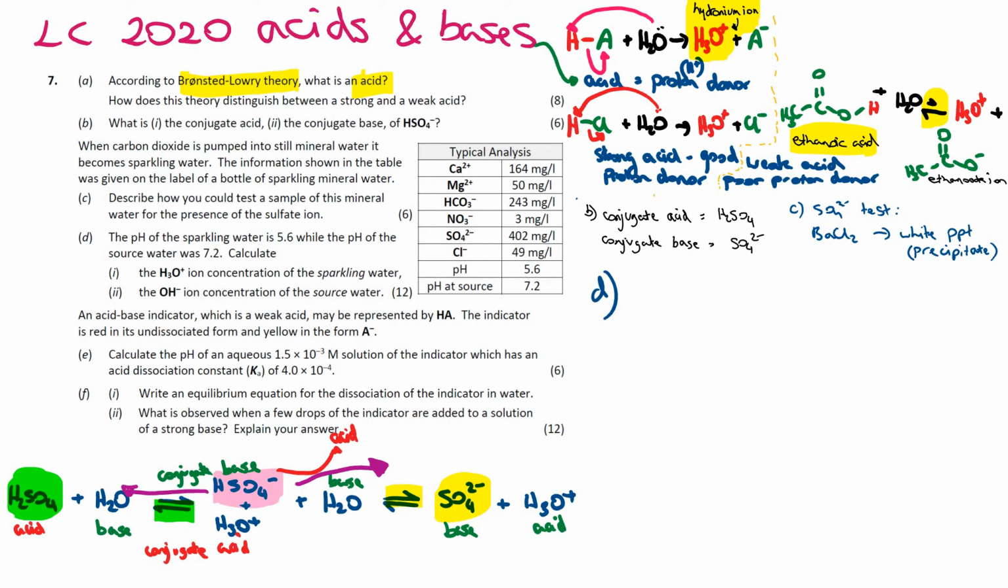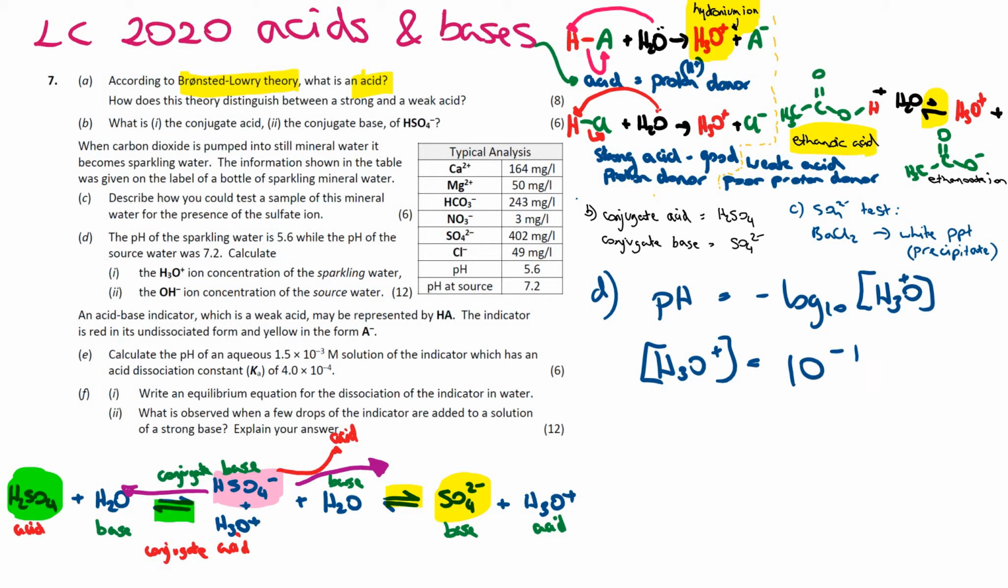So for D, we've got a pH of sparkling water 5.6 and the pH of the water source is 7.2. Calculate the hydronium ion concentration of the sparkling water. Okay, so for these type of calculations, there's a few things to note. First of all, to work out the pH of any solution, it's going to be minus the log to the base 10 of the hydrogen ion concentration, which is the hydronium ion concentration really. So to work backwards there, using our maths, we can just say that the hydrogen ion concentration, or the hydronium ion concentration, same thing, is equal to 10 to the minus pH.